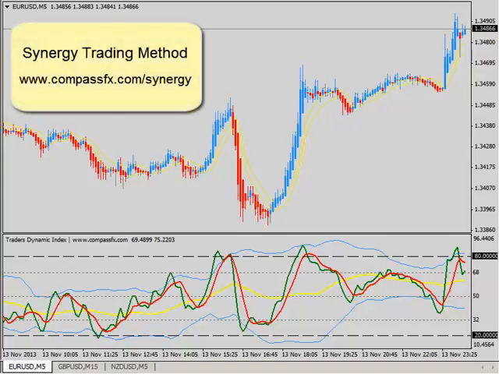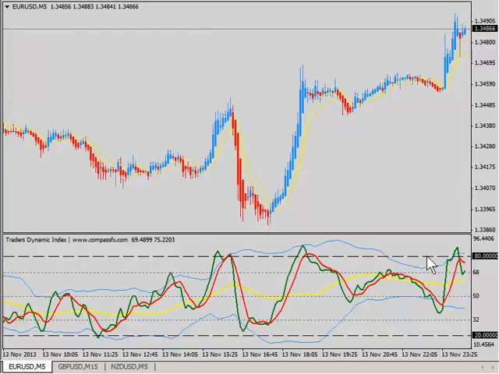Now I'm looking at the synergy trading model, which includes the Traders Dynamic Index down below. What I've added to my Traders Dynamic Index is an 80 level and a 20 level. You can do this on a 5-minute chart or a 15-minute chart. What we're looking for is the Traders Dynamic Index green line to break above 80 or to break below 20, and we're looking for what I call the TDI hook.